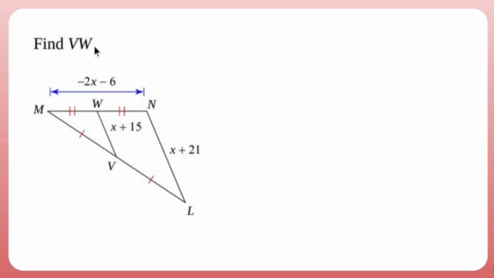Find VW. Volkswagen. Happy Gilmore. VW. All right, well, W first off is a midpoint because these two are congruent. V is also a midpoint because these two are congruent, which tells me that this is a mid-segment. VW is a mid-segment. By definition, a mid-segment is half of the base of a triangle. So VW is half of NL.